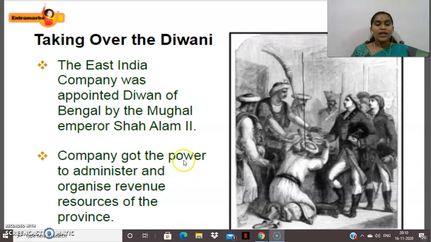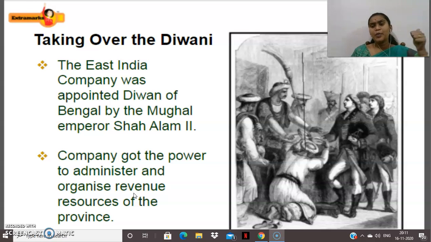The company got the power to administer and organize the revenue resources of the provinces. So the Mughal emperor gave this power to the East India Company to administer and organize the revenue resources of the province. They had to organize the revenue resources from that particular province. Okay, hope you are understanding, right, children?